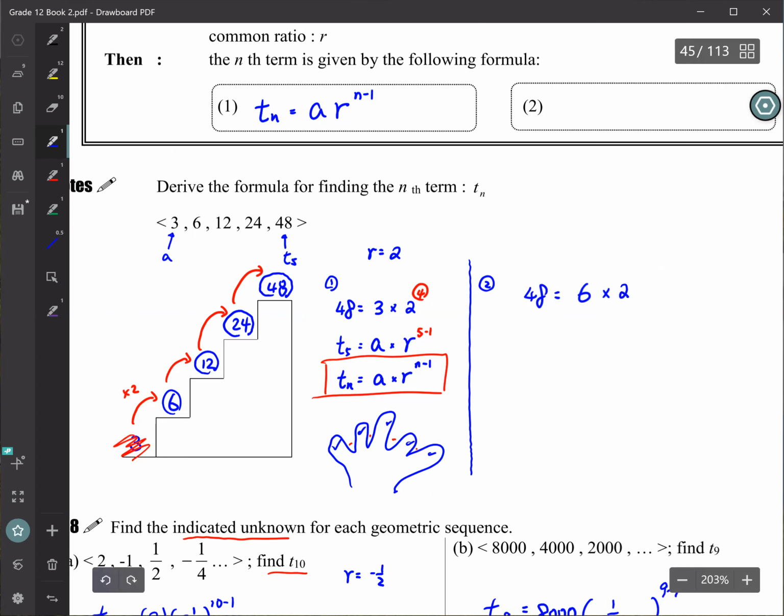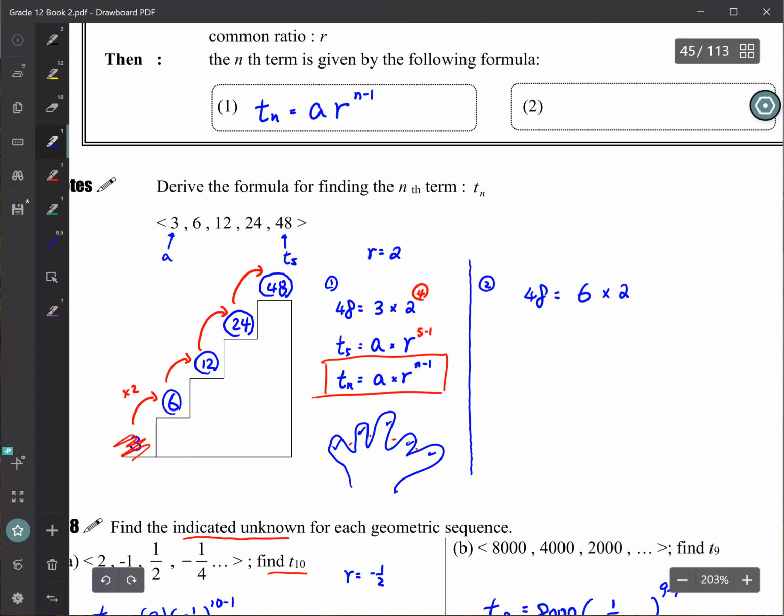This is the term, okay? The 12 is the term at the third place. Term and place, it's like the seat number and also the person that's sitting there, right? That's different. And then multiply by R to the n, that's the final place minus the starting place, the n. So let's box that.